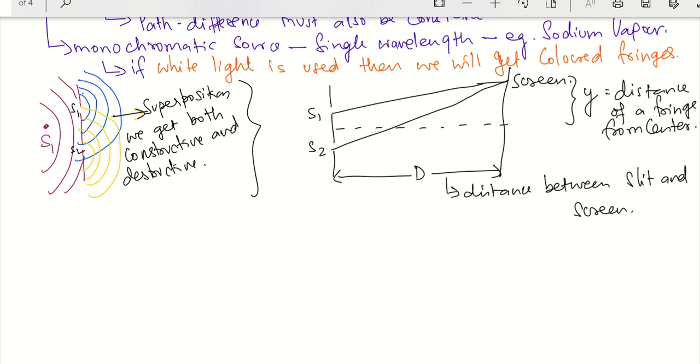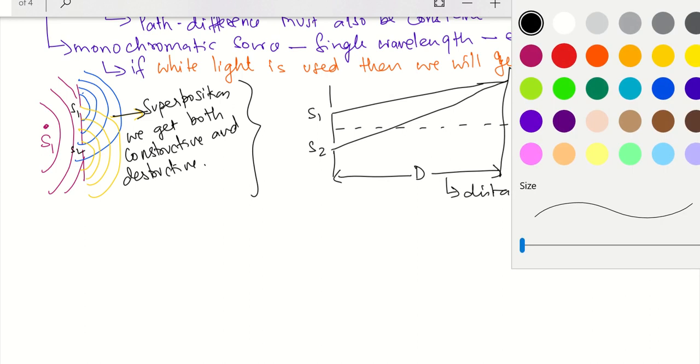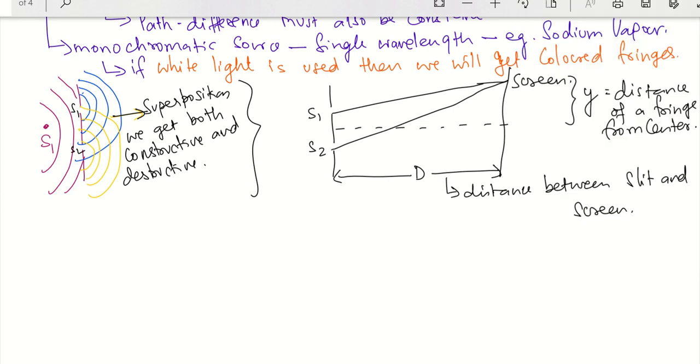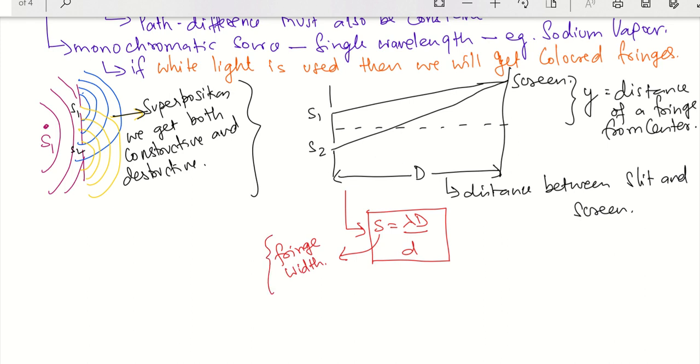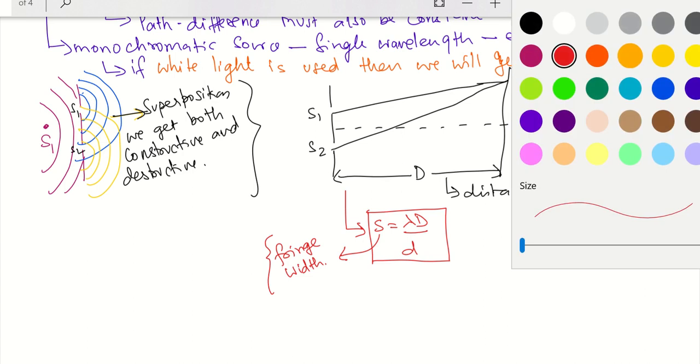Now this has a formula. That formula we need to apply. The formula which applies here is given as S is equal to lambda D by d. Okay, we need that here. Now what is what? Your S here is known as fringe width. Then what is fringe width now?